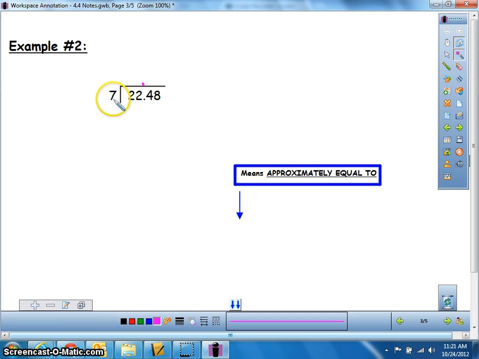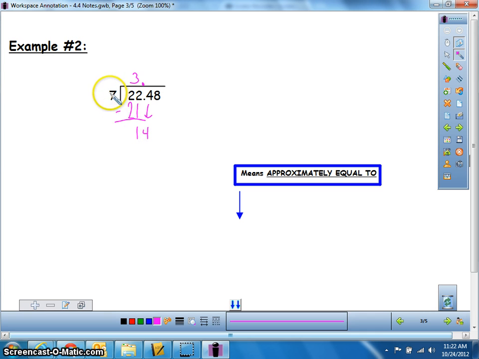So we've got 7 and 2. We know 2 is not going to work, but 22 will. So my answer is going to go right above this last number that I used. 7 can go into 22 3 times. Multiply: 7 times 3 is 21. I'm going to subtract 22 minus 21. It gives me 1, and I bring down the 4.